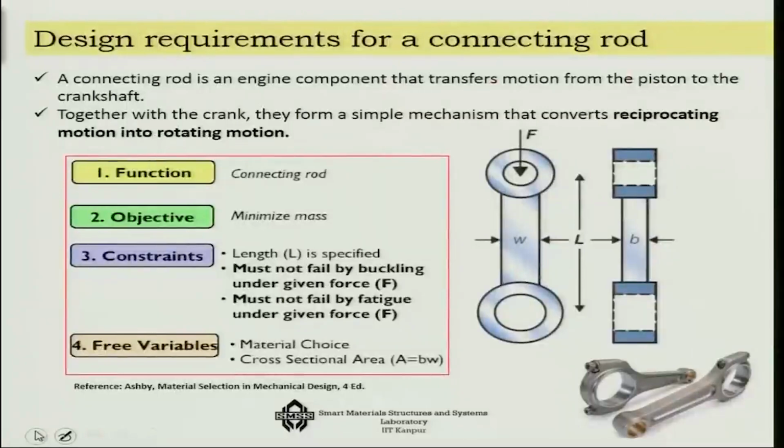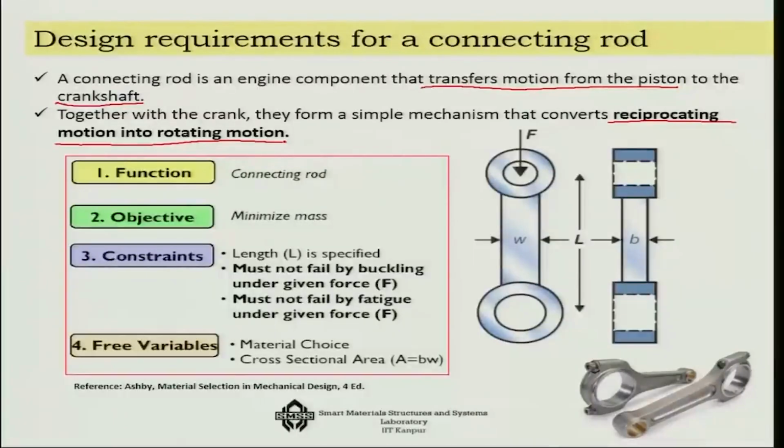A connecting rod is an engine component that transfers motion from the piston to the crankshaft. So essentially, as the piston is giving a reciprocating motion, it is putting that force to the crankshaft, so that the crankshaft can go from reciprocating to rotating motion. So it is the other way round of a crank slider mechanism. That means the sliding is coming from the piston, and the crank is in this case getting rotated by the force that is transferred by the connecting rod.